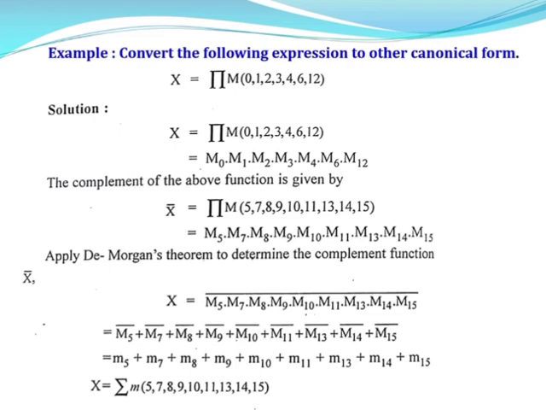Now express this in the standard form. That is, x is equal to sigma minterm m 5, 7, 8, 9, 10, 11, 13, 14 and 15.